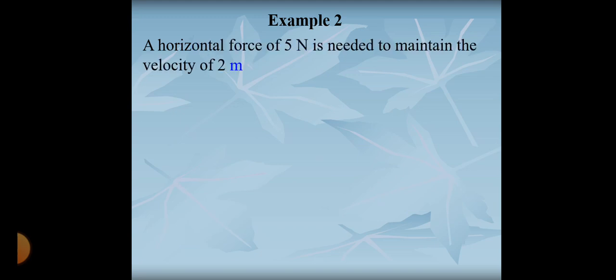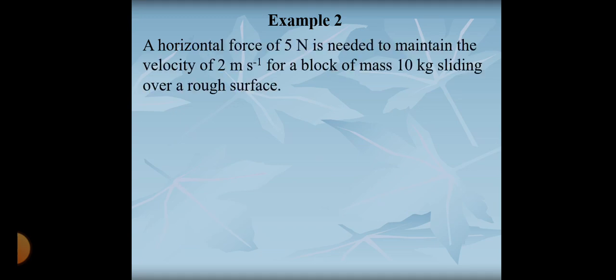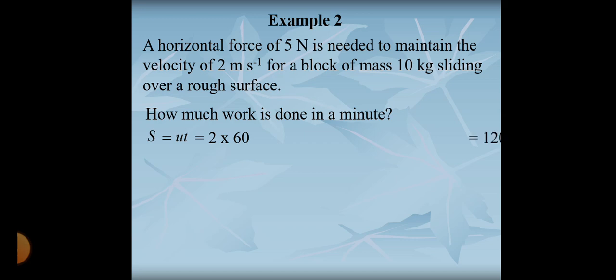So we have another example there. A horizontal force of 5 Newton is needed to maintain the velocity of 2 meters per second for a block of mass 10 kg sliding over a rough surface. How much work is done in a minute? So you need to understand these are the principles that you are going to understand.